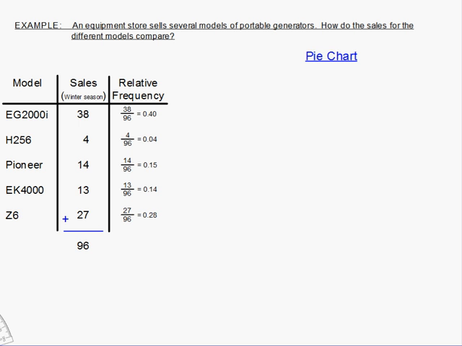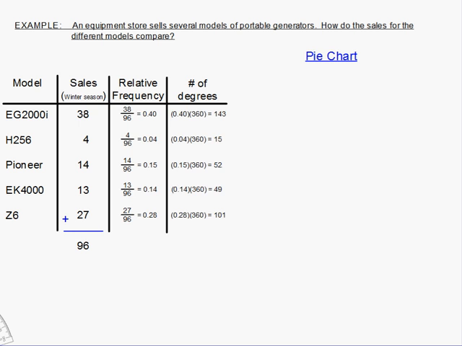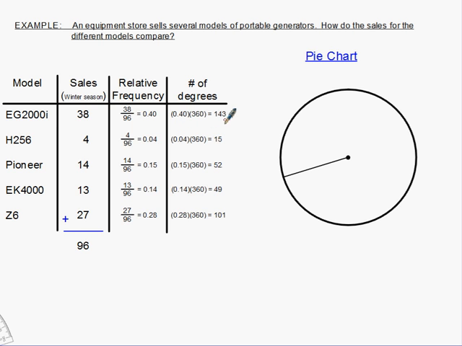Here are our sales. We want to get relative frequency. There were 96 total generators sold, so we calculate our relative frequencies, and we're making a circle. So 40% of all sales was this particular model, and we need to know what 40% of 360 is. That sector of the circle should be 143 degrees.